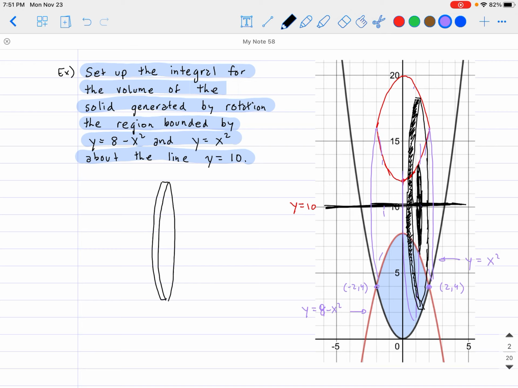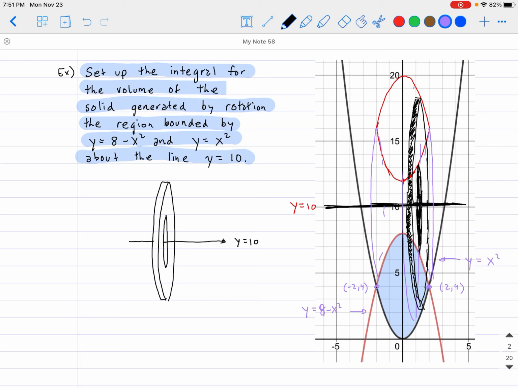That is just a generic picture, which is pretty much all we need. And just like in the previous problem, we're going to draw the axis of rotation, which again is located at y is equal to 10. Now we're going to have to do the same thing as before. We're going to have to figure out what the inner radius is and what the outer radius is.